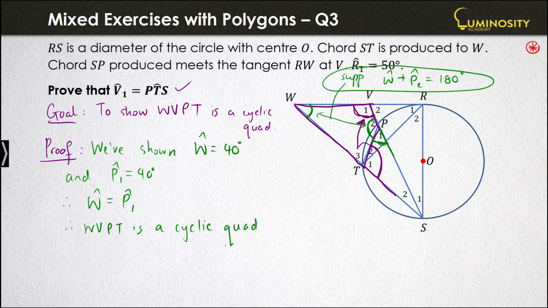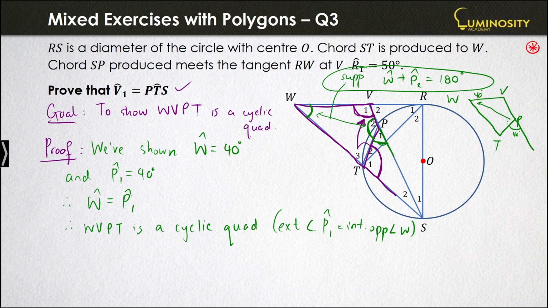And again, my reasoning for that is that the exterior angle, which is P1, is equal to the interior opposite angle, which is W. Okay, so again, let me just visualize that shape for you here. So you've got W, V, P, and T. We extended this line out here, and this is the exterior angle, which was 40 degrees. That was P1, which we showed in the previous problem. So if I go into the interior opposite it, that angle W was also 40 degrees when we worked it out in the first question. Okay, so because those are equal to each other, that is a cyclic quad.